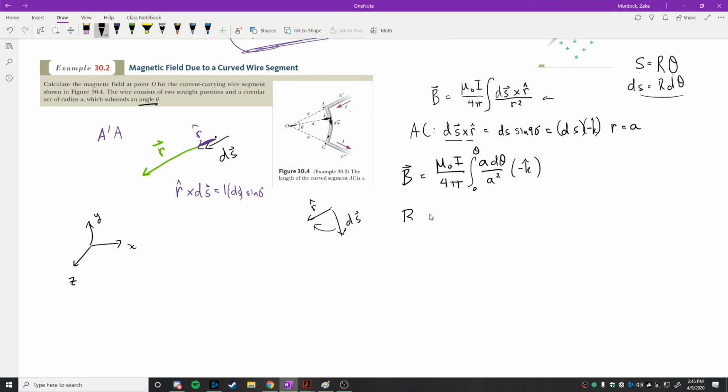And of course, that's a really easy integral to do, because a is not a function. So you just end up getting mu naught times I divided by 4 pi a multiplied by theta, and then it points in the negative k hat direction. That's it. That's the answer.